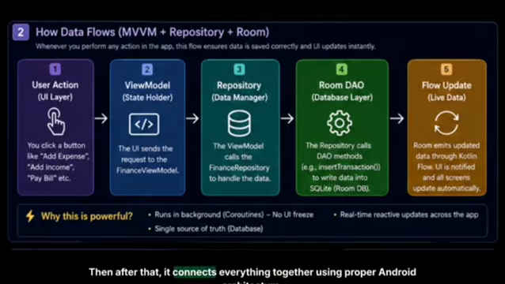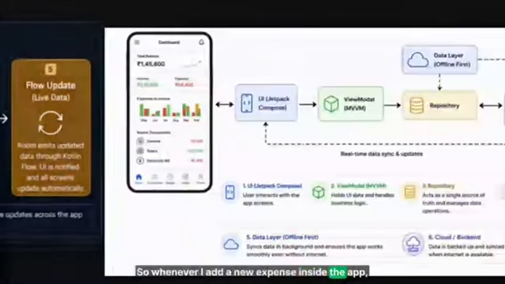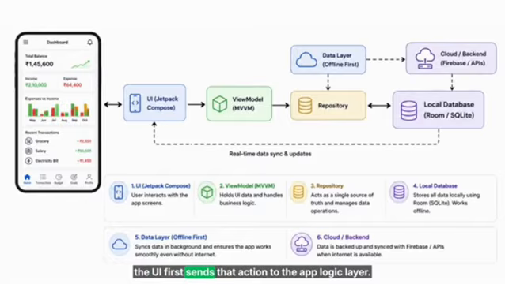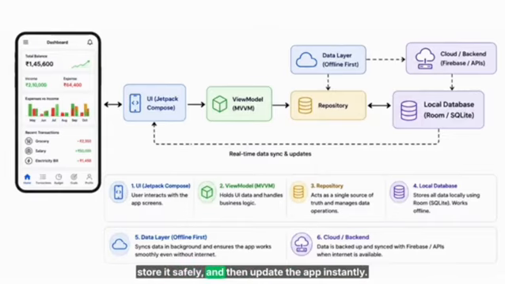Then after that, it connects everything together using proper Android architecture. So whenever I add a new expense inside the app, the UI first sends that action to the app logic layer. Then Google AI Studio automatically generated backend layers like view models, repositories, and Room database handlers. These layers process the data in the background, store it safely, and then update the app instantly.